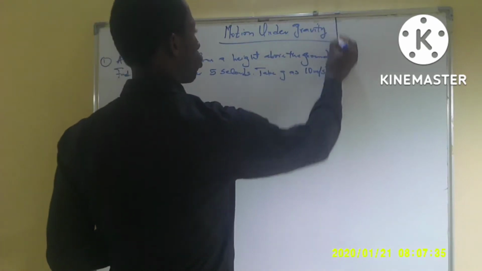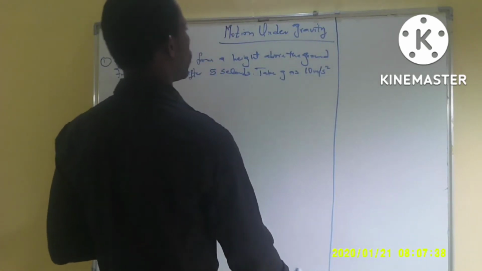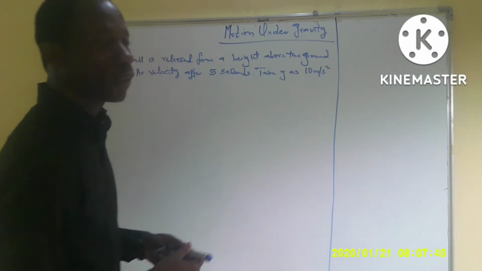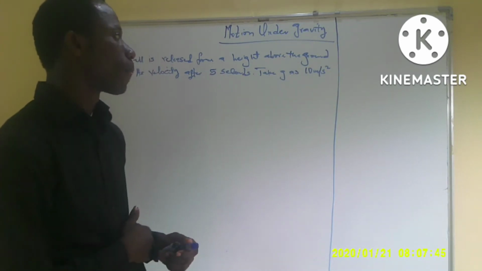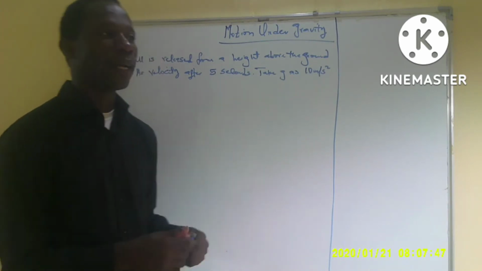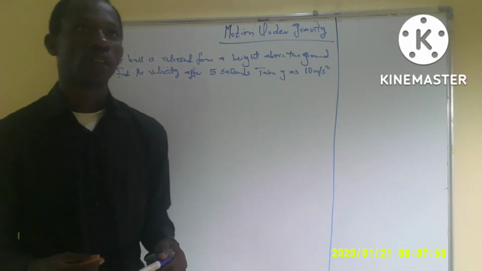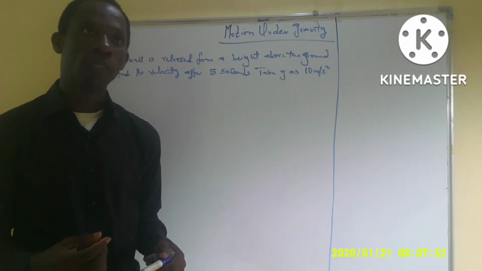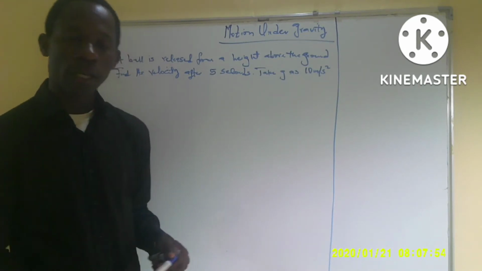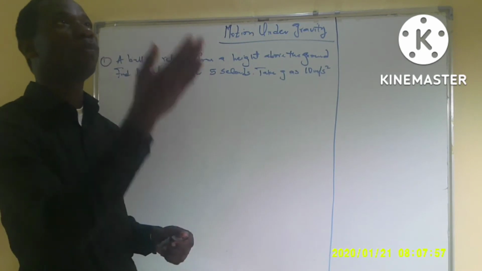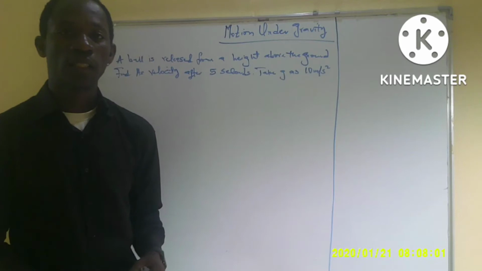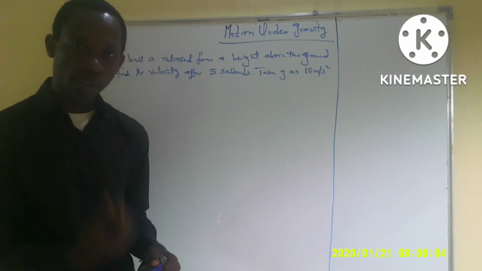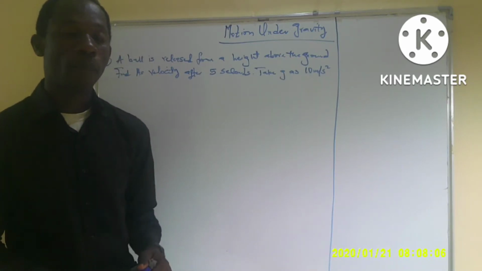Please permit me to use this side of the board. Yes, motion under gravity. Why? Gravity is involved, and at this point we are talking about acceleration due to gravity. When we say a motion under gravity, we are talking about something that takes the body towards the center of the earth. When I throw this thing upward, it comes back. What's the force that brings it back? It is a force called gravitational force, which is moved by an acceleration called acceleration due to gravity.